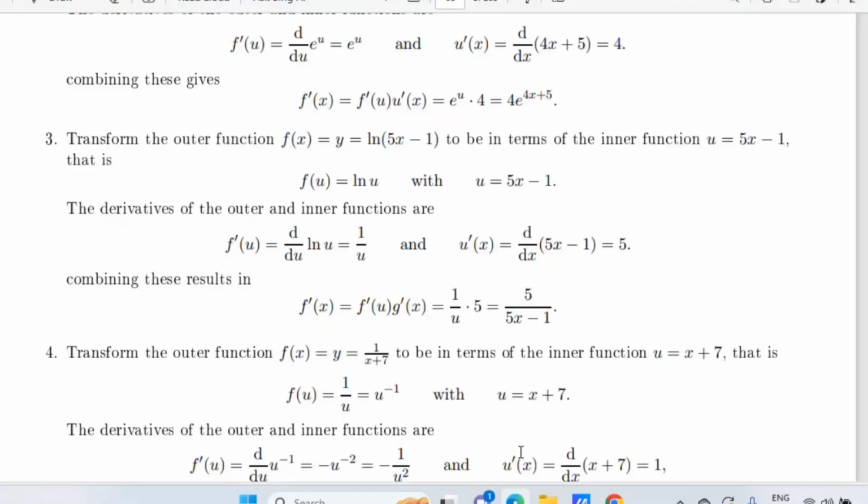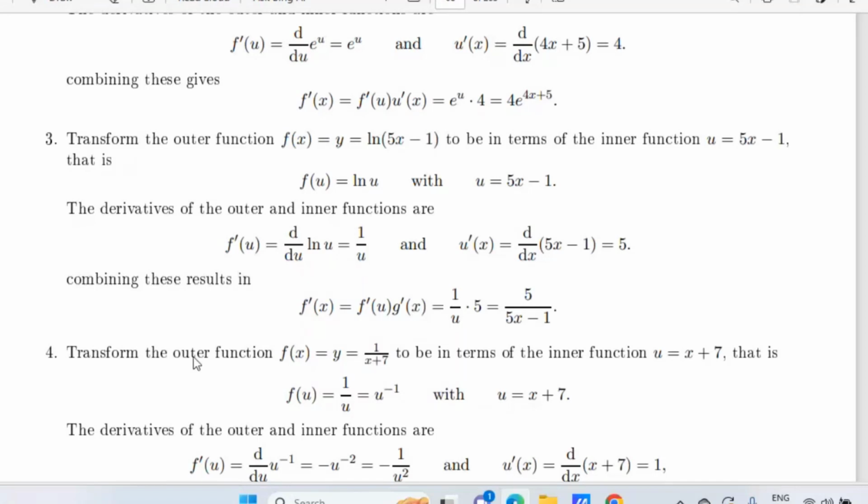Yesterday we stopped at number 3, according to my notes here. Do we agree? Yes, we did. Thank you. Now, let's look at number 4 together.